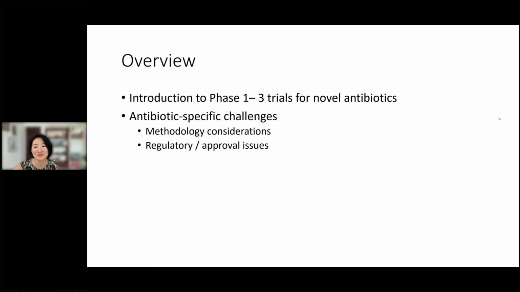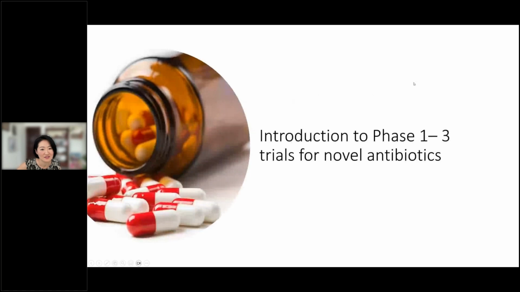So in the next 15 minutes or so, I'll be covering these two major topics. I'll start off with an introduction to what are phase 1, 2, and 3 trials for novel antibiotics. I'll provide some real-world examples to illustrate antibiotic-specific challenges and explain some methodological considerations in trial design and also regulatory approval and ethical issues. We'll first start off with some basic introduction to phase 1 to 3 trials for novel antibiotics.